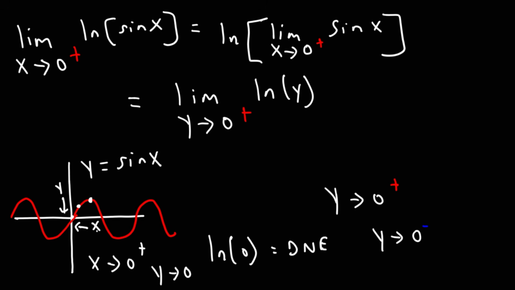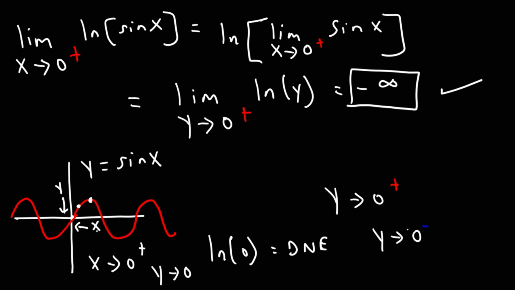Now earlier in this video we said that the limit as x approaches 0 from the right of ln x was negative infinity. And the same is true for the limit as y approaches 0 from the right of ln y. That too will be negative infinity. So this is the final answer.